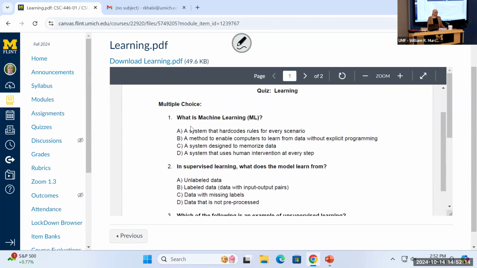So what is machine learning? Yeah, you can read the answer. Okay, it's a method to enable computers to learn from data without explicit programming. Yeah, this is what we saw last time.